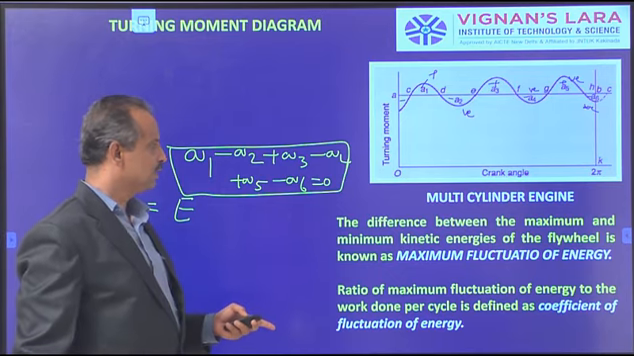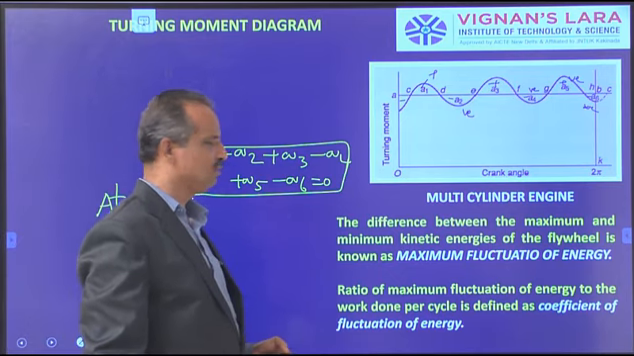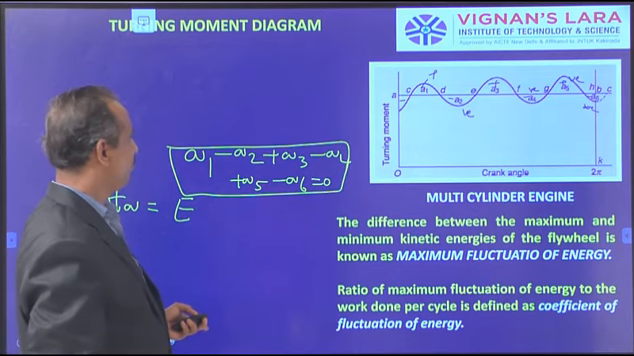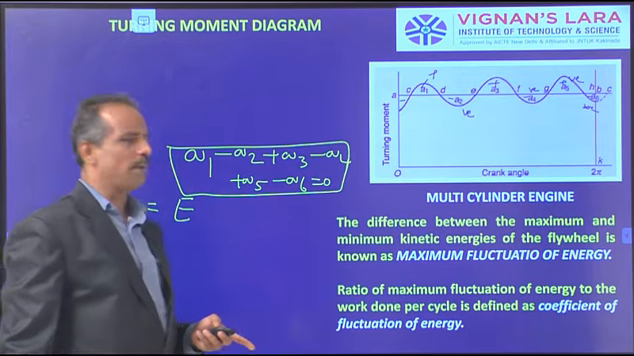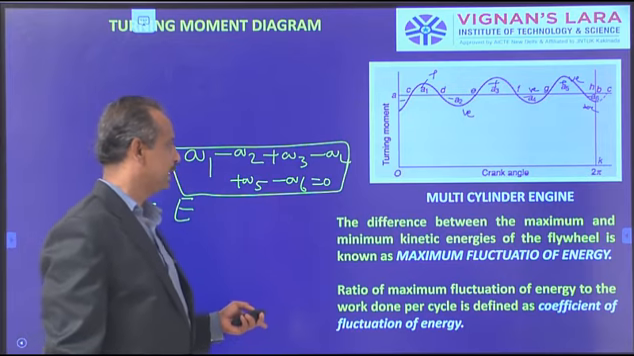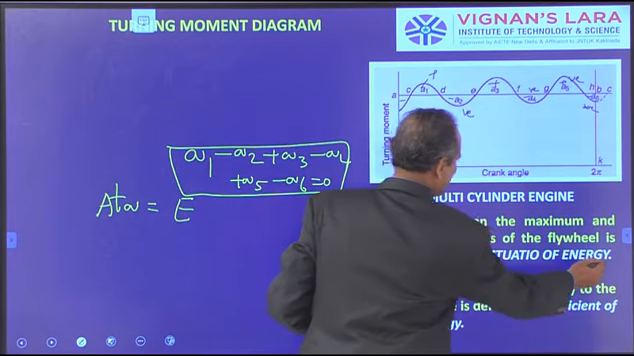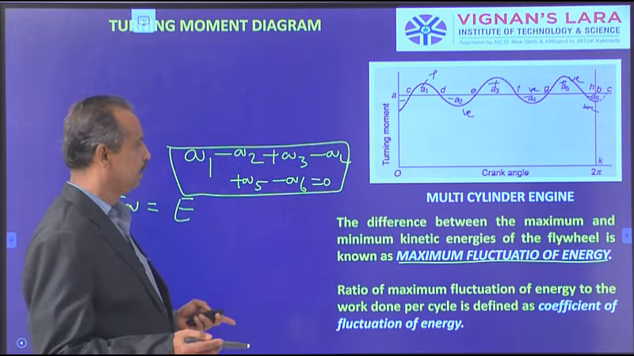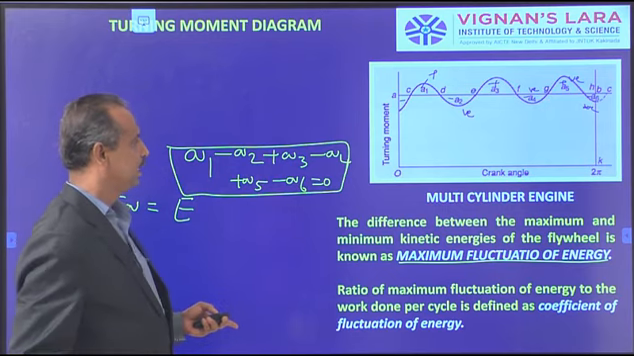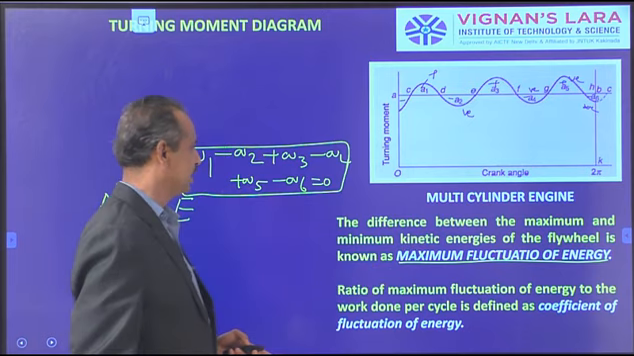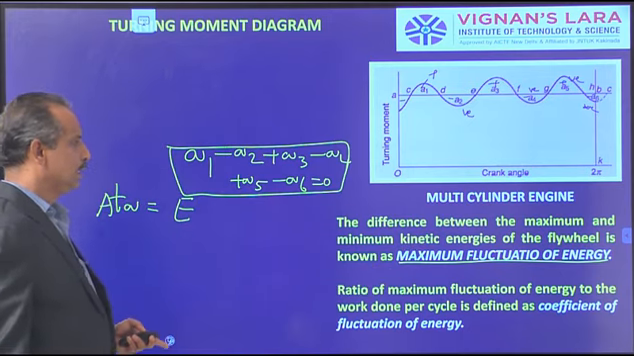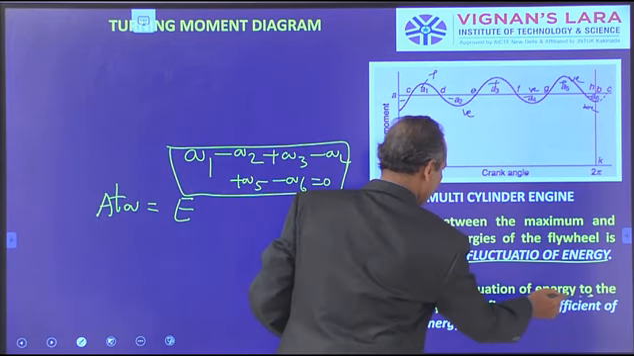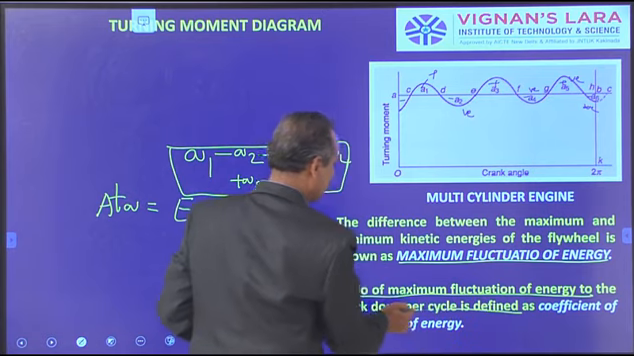Okay, so let us have the last two definitions and we will finish. One is maximum fluctuation of energy. How do we define this? The difference between the maximum kinetic energy and the minimum kinetic energy is called the maximum fluctuation of energy. When will it be maximum, when will it be minimum? We have seen in the earlier slide that this difference is the maximum fluctuation of energy. Another one is the coefficient of fluctuation of energy. It is nothing but the ratio of the maximum fluctuation of energy to the work done per cycle.